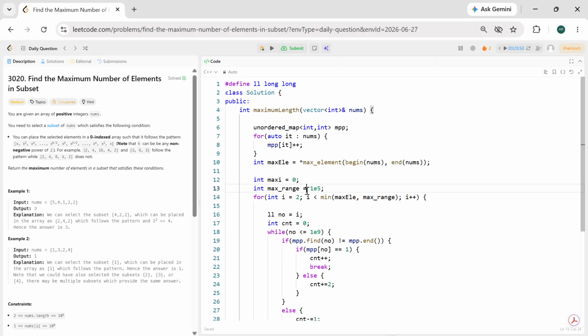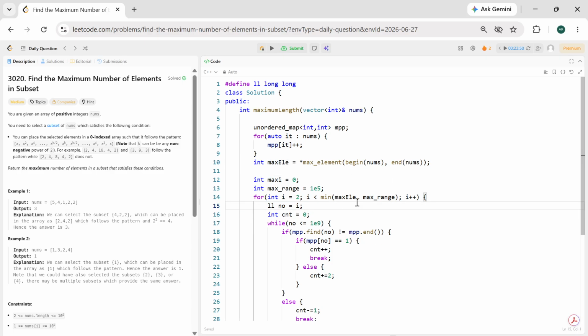So what I have done here is, initially I store all the elements along with their frequency in this map data structure. Then I find the maximum element of the nums array that is given to me. It will help me because it tells me where I need to stop. What if your max element is lesser than the limit? Then you should not go further, right? So I find the minimum of these two, and I loop through till that point only.